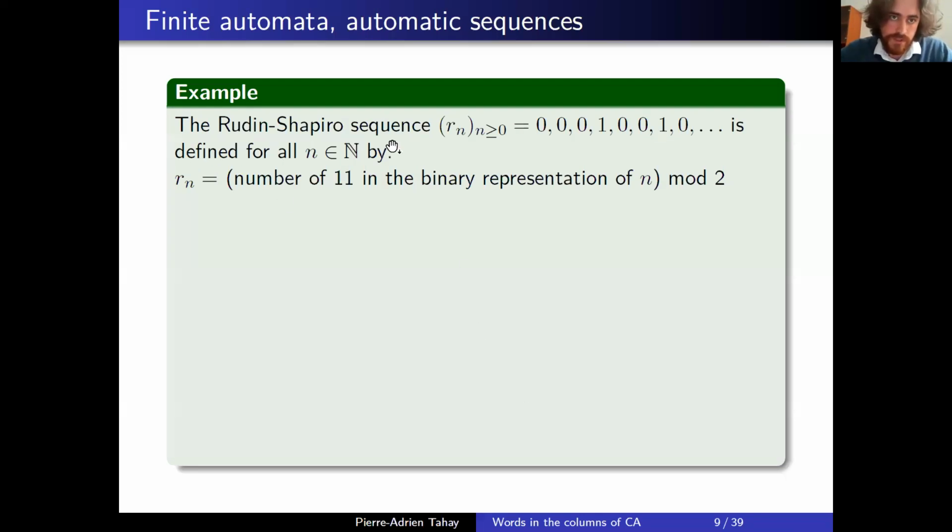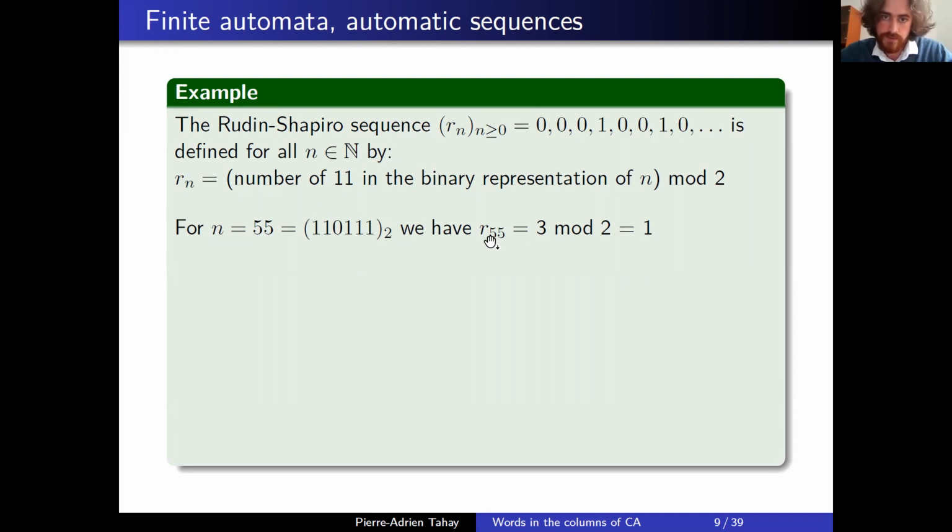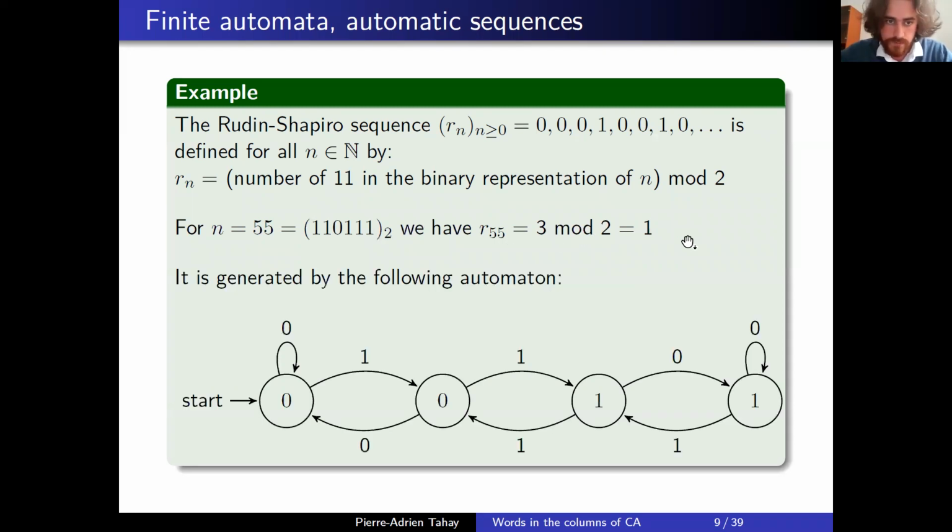For example, the Rudin-Shapiro sequence is a 2-automatic sequence. It's defined by the number of blocks 11 in the binary representation of n, and we take it mod 2 to have a sequence of 0 and 1. For example, for n equals 55, we have this binary representation, and you can see that there are three blocks 11. So the count for 55 is 3 mod 2, which is 1.